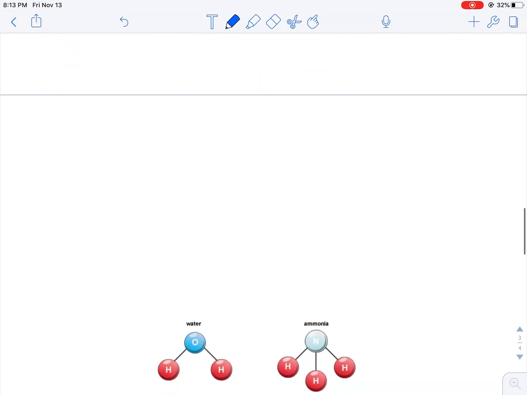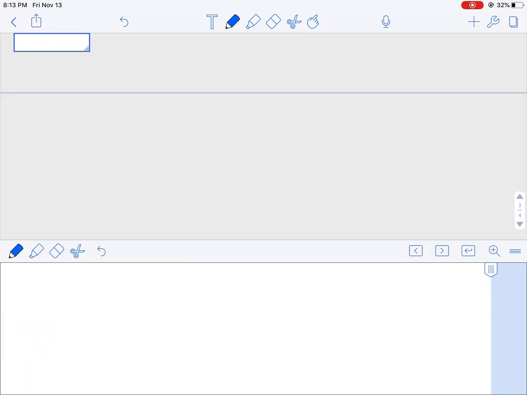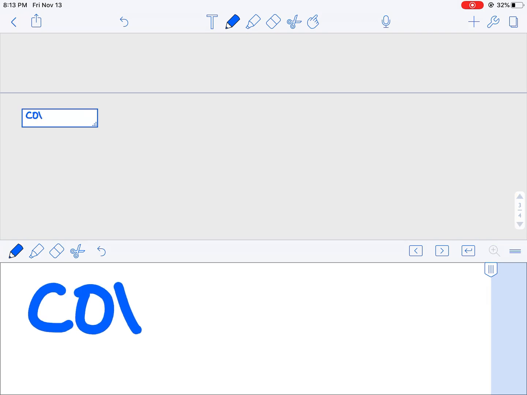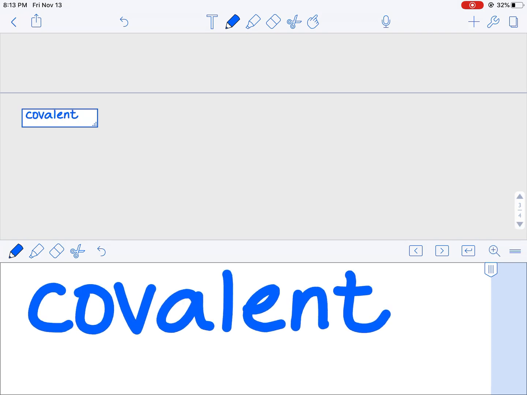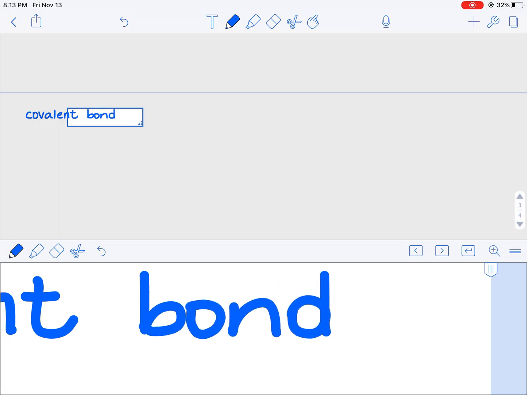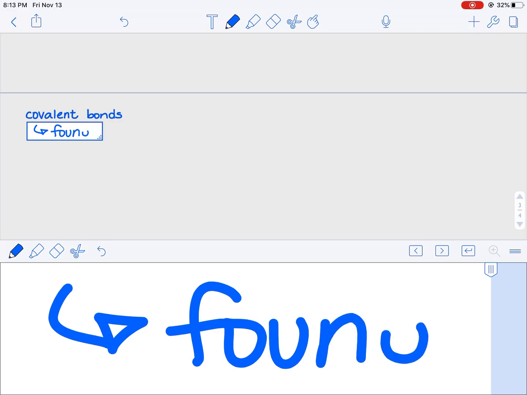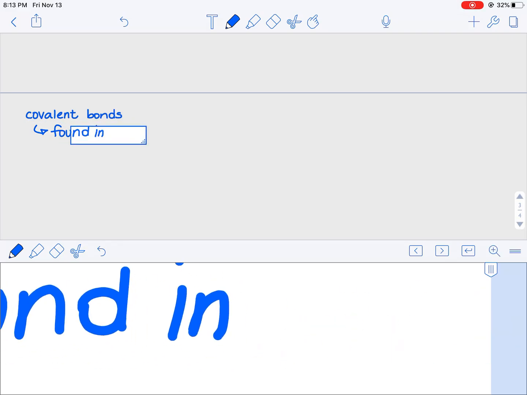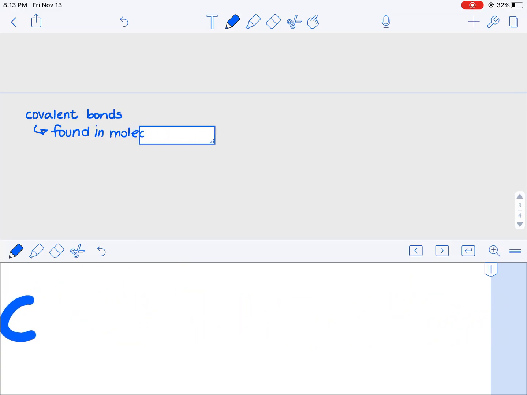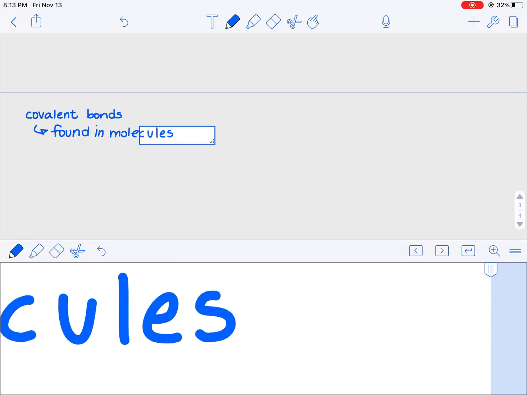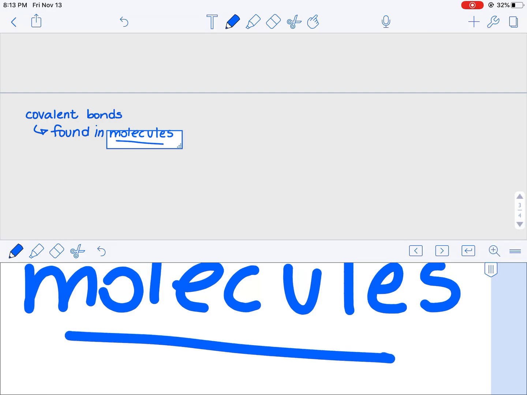This brings us to our third and final bond type, which is that of the covalent bond. Covalent bonds are found in all molecules. So when you hear the word water molecule, you automatically know that those atoms are going to be held together with a covalent bond. It's sort of like a hidden meaning. Whenever you hear molecule, boom, you know exactly what type of bond it is.